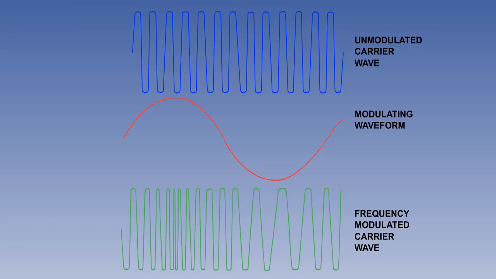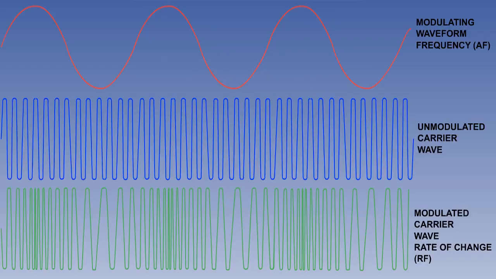The lower peak of the modulating waveform is represented by a lower frequency of the carrier wave. The frequency of the modulating waveform is represented by the rate of change of the carrier wave frequency. So the greater the frequency of the audio signal, the more frequently is the radio frequency pattern repeated.